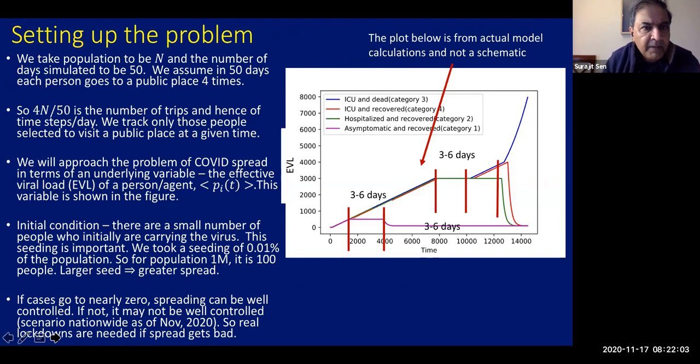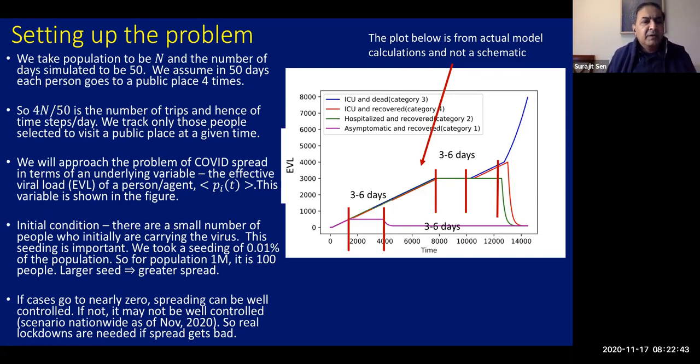Setting up the problem. This part is quite delicate. So we take a population to be n, and the number of days simulated to be 50. Why? Well, that's partly because these are computationally expensive simulations. So we didn't want to get stuck for a month and a half just simulating something. And so 50 days seemed like a reasonable number. And we also make an assumption that in 50 days, each person goes to a public place about 4 times. So this is a very averaged assumption. And that's the case for me. I don't know if that's the case for everybody else, of course, in the pandemic times.